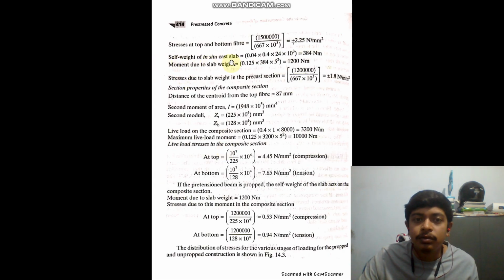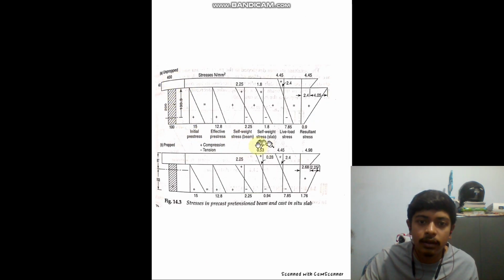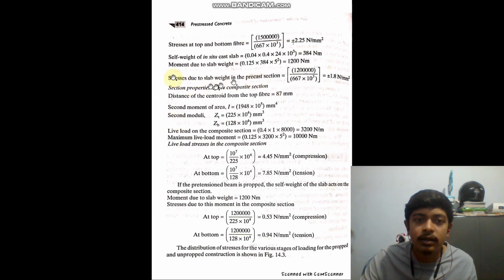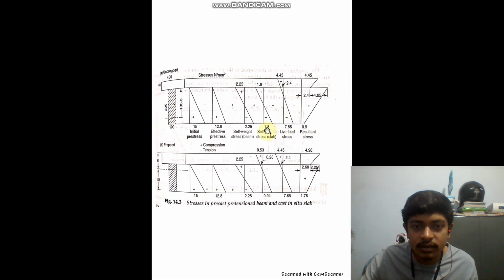Now comes the self weight of the in situ cast slab. Obviously the dimension is given, 40 mm is the thickness and 400 mm is the width, multiplied with the unit weight of concrete, and then you calculate the moment the same way as in the last case. Then you can directly calculate. Now there are two cases, propped and unpropped. In the unpropped case, due to the self weight of the slab, the prestressed member does all the work and takes all the stresses, whereas in the propped case the whole composite section will take the stress. We have not calculated Z or I for the whole section, only for the prestressed member. So for now we will calculate for the unpropped section, and the stress is M by Z again, 1.8, and you can see it is written as 1.8.